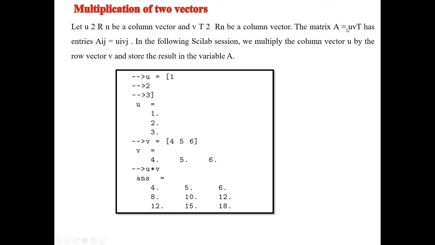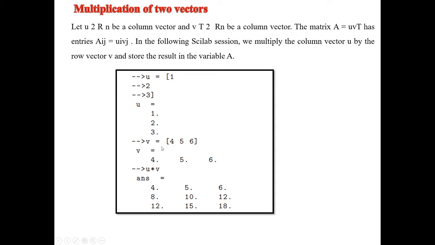A equal to UVT has Aij equal to UiVj, which is nothing but U is a matrix, V is another matrix. When you multiply U into V, you will be getting a result like this. So how are you getting it?